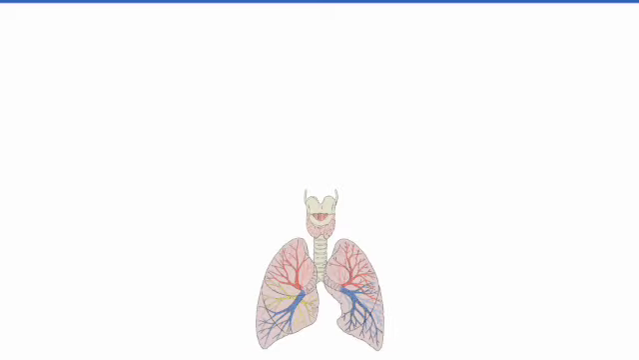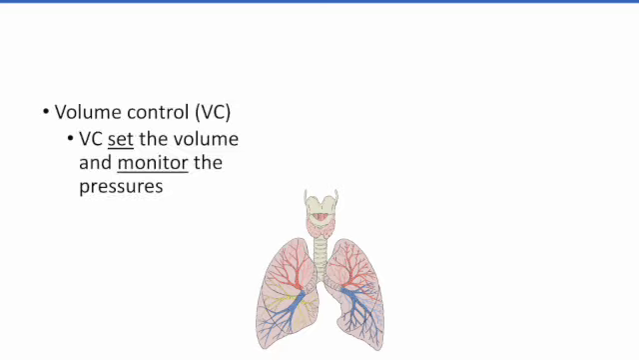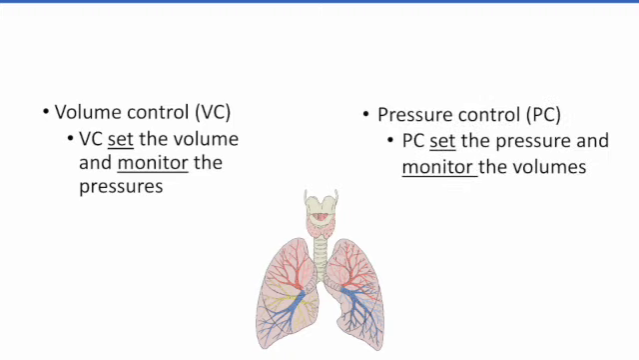All right, so let's talk a little bit about modes of mechanical ventilation. So what's the difference between volume control and pressure control? In volume control, we set the volume and then we monitor the pressure, whereas in pressure control, we set the pressure and then we monitor the volume. So at UCSD, in the medical ICU, we use volume control almost all the time.